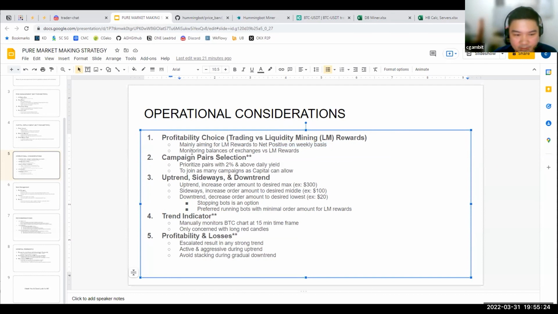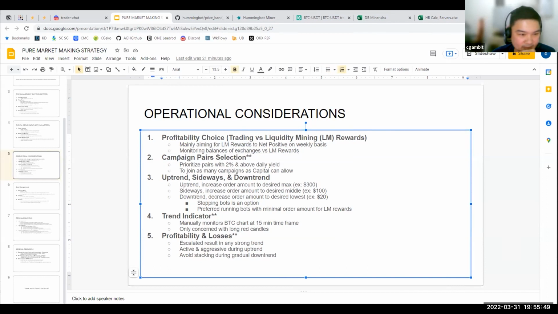To do this, we actively monitor the balances of exchanges versus the liquidity mining rewards. That's how we determine whether we are losing or gaining in profitability. So we consider only the liquidity mining rewards.